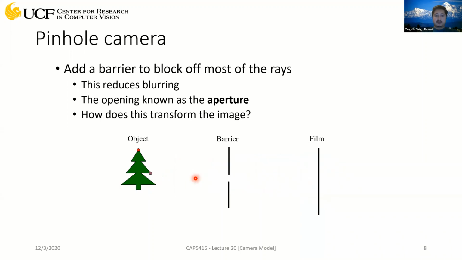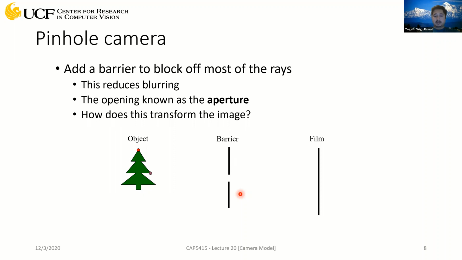So let's try to understand the basic structure of a camera, which is like a pinhole camera, which was invented long ago. So what we do is instead of directly trying to project the object on the film, we have a barrier in between, and it helps in reducing the blur because each point was getting projected on multiple locations in this film. And in this barrier, we have a small opening, which is called the aperture.